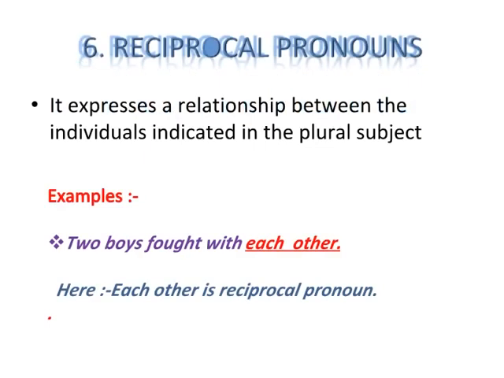Reciprocal pronouns express a relationship between the individuals indicated in the plural subject. A reciprocal pronoun is a pronoun which is used to indicate that two or more people are carrying out or have carried out an action of some type, with both receiving the benefits or consequences of that action simultaneously. Anytime something is done or given in return, reciprocal pronouns are used. The same is true anytime mutual action is expressed.